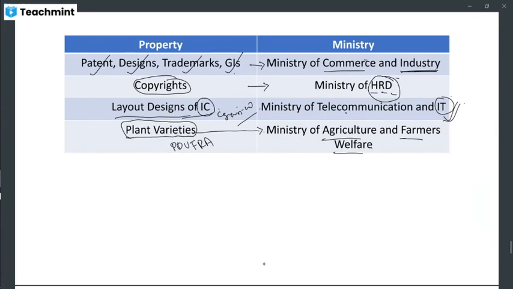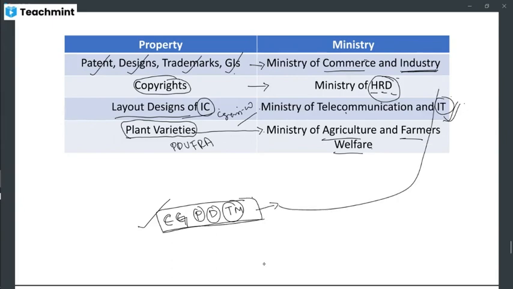And then there is one organization. Let me write what that organization is. It is the Controller General of Patents, Designs and Trademarks. There might be a question in JRF: expand CGPDTM. It is nothing but the Controller General of Patents, Designs and Trademarks. This is the one working under this ministry and looking over patents, designs, trademarks and GIs.